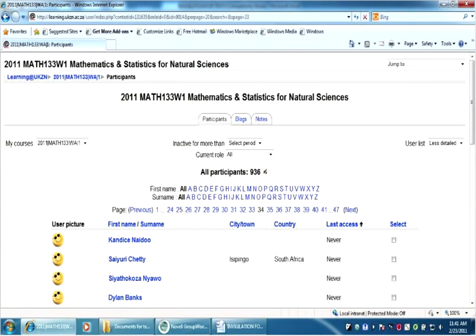Still under participants, this was on page 34 of participants. You'll notice that there were some people who never accessed the website. So once we're able to find out who these people were, we encouraged them in class to access the website, and things did improve.